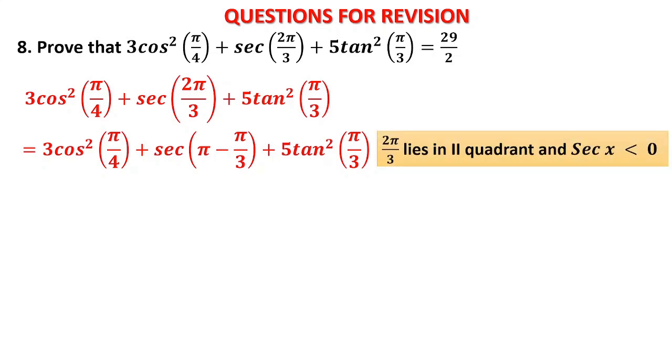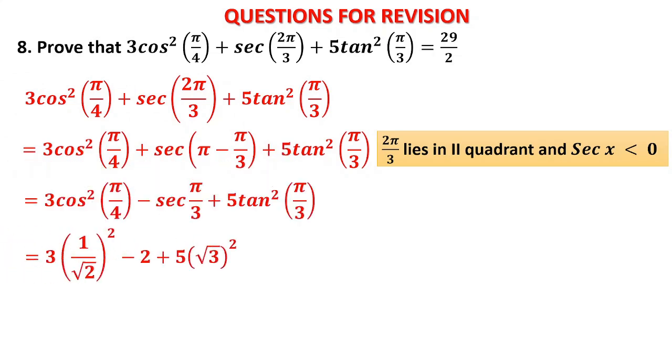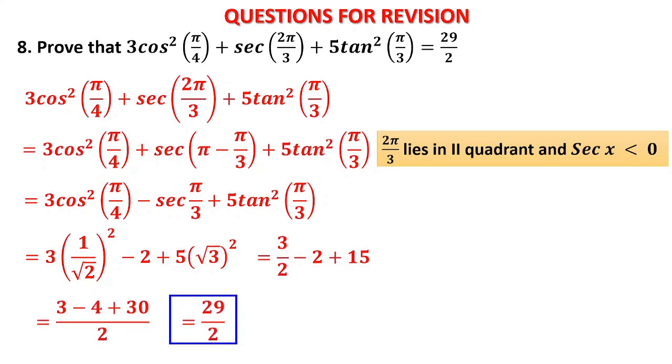Now all of you know 2 pi by 3 lies in the second quadrant. Therefore, secant x will be less than 0. It will become minus secant pi by 3. And now we will write the values. Cos pi by 4 is 1 by root 2, tan pi by 3 is root 3, and secant pi by 3 is 2 because cos pi by 3 is 1 by 2. Now we are finding all the values. Now you are taking LCM and all. You will get the right hand side as 29 by 2.